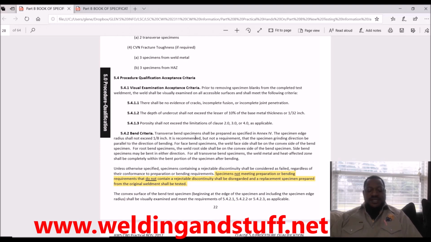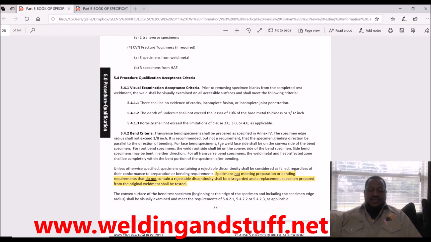The transverse bend specimen shall be performed as specified in Annex 9. The specified edge radius shall, remember the word shall, not exceed 1/8 of an inch. It is recommended, but not required, that the specimen grinding direction be parallel to the direction of bending. And that's another thing. You got X, Y, and Z, and I talked to you about that in another video. It's the grain structure of your sheet metal or your metal.